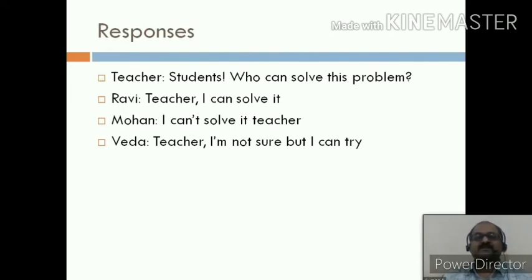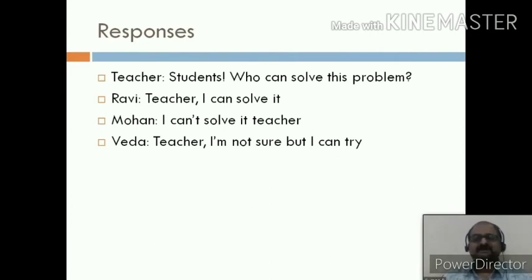Let's say we have a classroom situation. A teacher is asking students, who can solve this problem? So who has the ability to solve this problem? Either you know or you have the ability, so you acknowledge or accept it. Like Ravi says, teacher, I can solve it. Ravi feels that he has the ability to solve that problem. This is how you can respond.